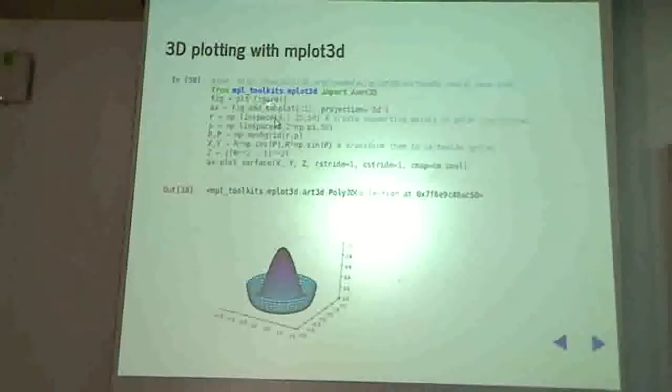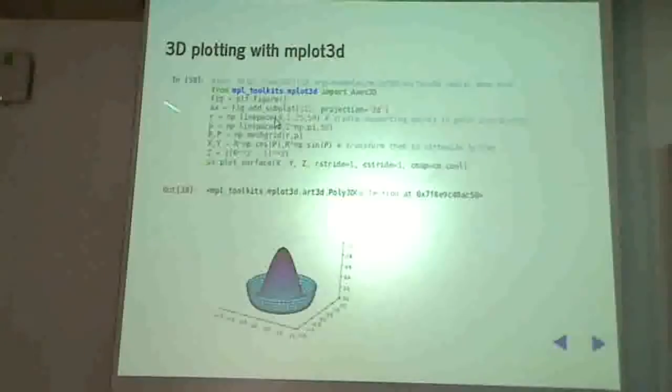For that figure object, we say add subplot 111. 111 means the subplot is just going to be 1 by 1 by 1. But it's special in the sense that the projection to be used is 3D. So it tells it that whatever I am plotting is going to be a 3D plot.